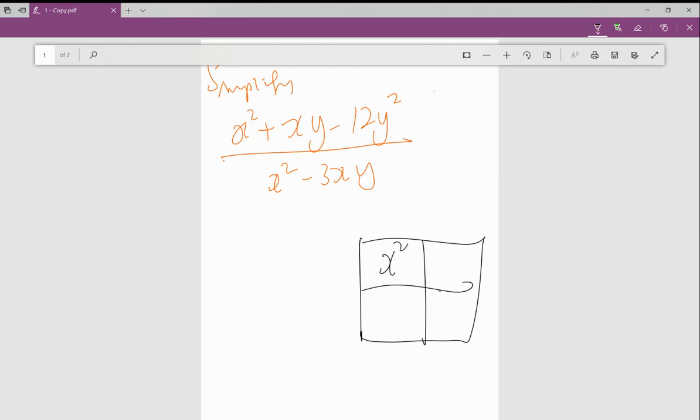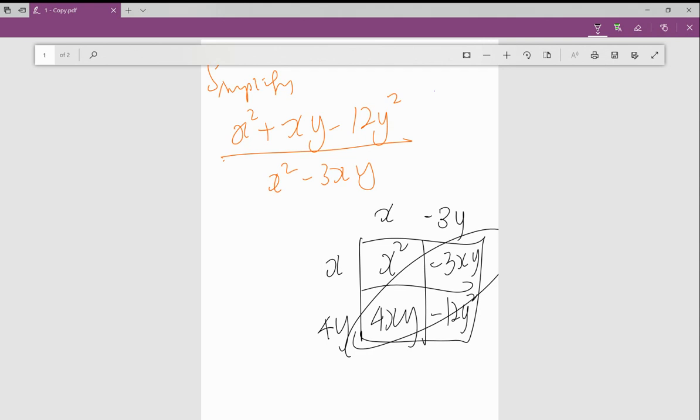So x squared should be at the top left and minus 12y squared should be at the bottom. For the xy term, I can put 3y, this is x, and 4y. And since I want the negative, I'll put a negative here. So I'm left with minus 3xy and I'm left with 4xy. And then if I add this together, yes, I got xy. So this factorization is (x minus 3y)(x plus 4y).